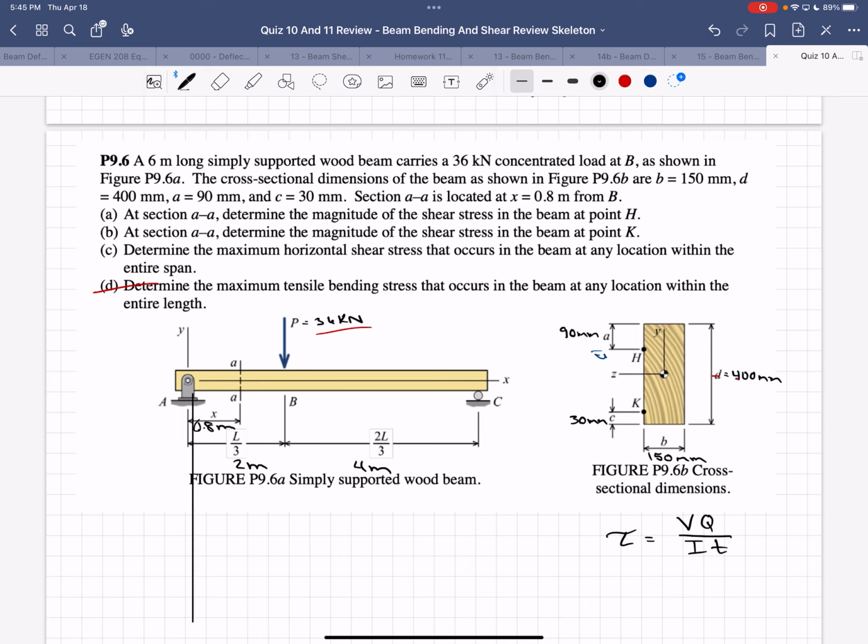Okay, so we have to draw a shear diagram to find V. Alright, and we're gonna draw a line here. We're not gonna do part D, so we don't have to draw a moment diagram. Just a shear diagram. Shear diagrams aren't bad, especially with point loads. Let me just tell you that the reaction at A is 24 kilonewtons, and the reaction at C is 12 kilonewtons.